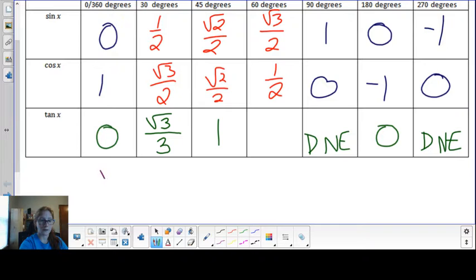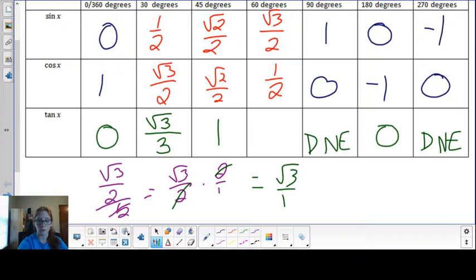In this case, I have it flipped. I have root 3 over 2 over a half, which is the same thing as root 3 over 2 times 2 over 1. And again, we're going to do that cross-canceling out. Well, then I have the square root of 3 over 1, which is just the square root of 3.